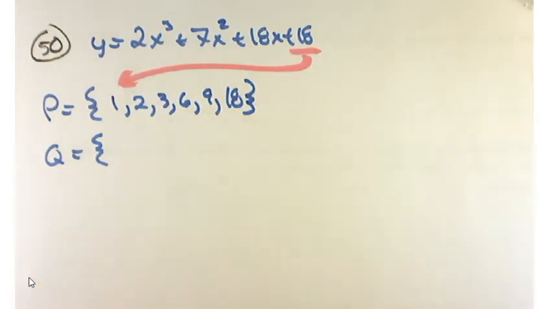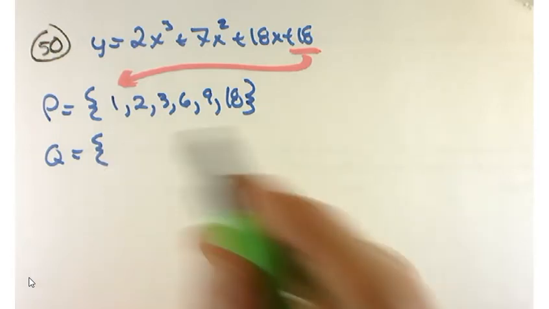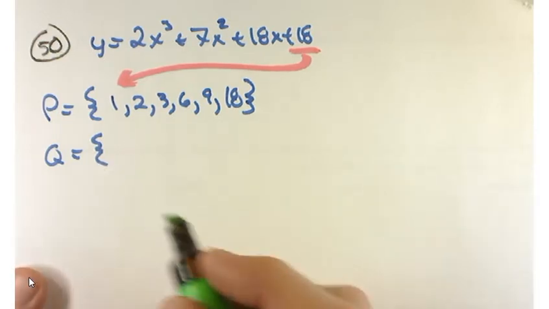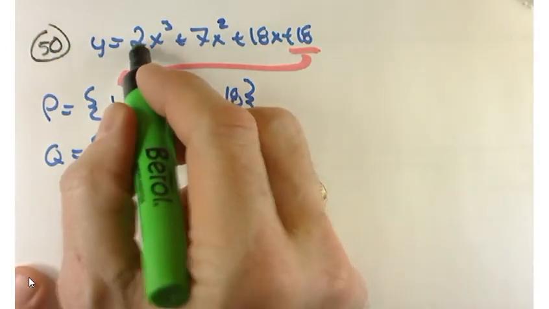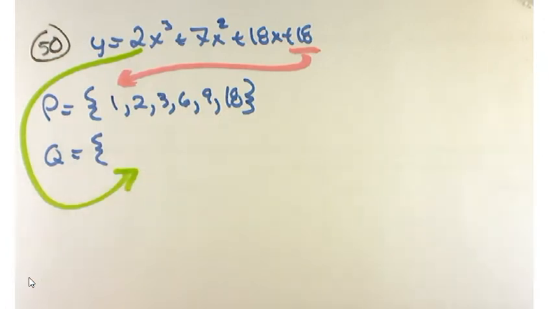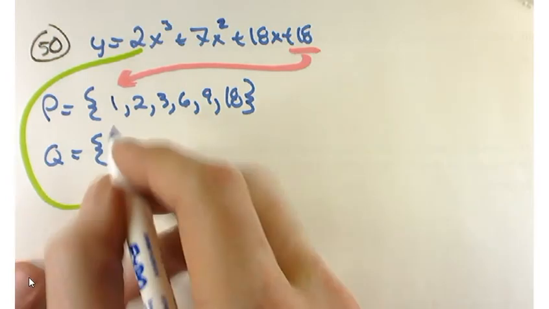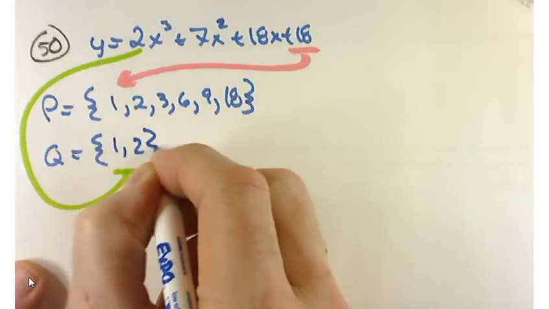And then how about Q? What am I going to look at to factor and get Q? 2. So that's an even shorter list, a mercifully short list. So it's going to be 1 and 2.